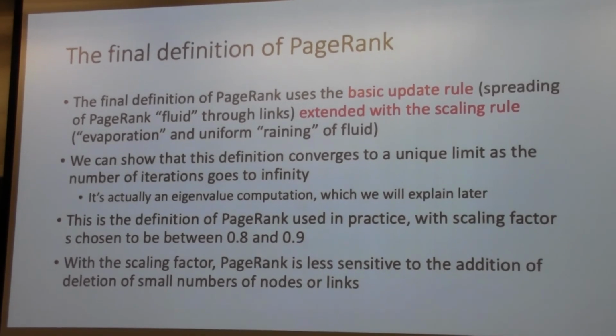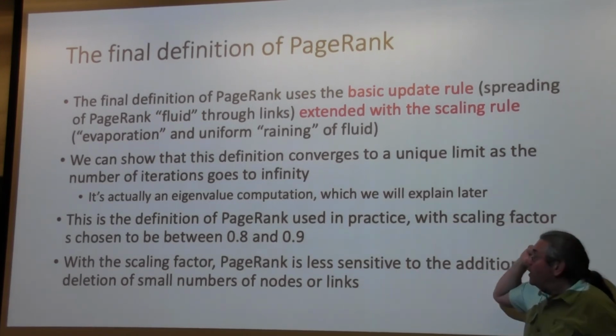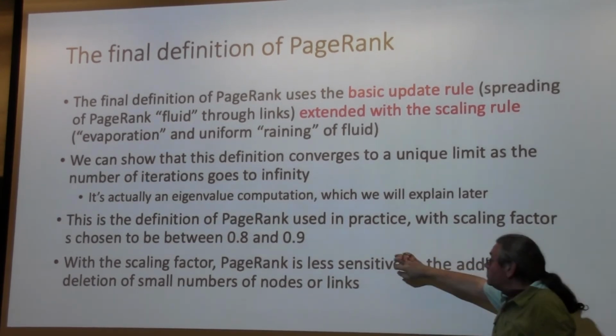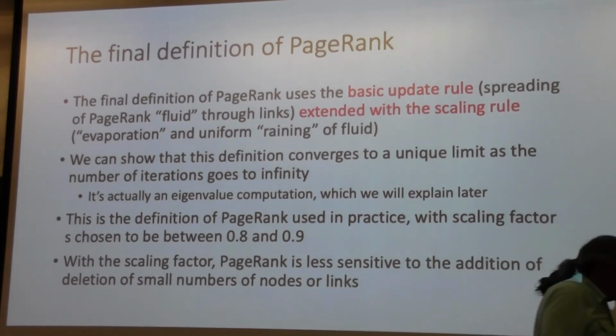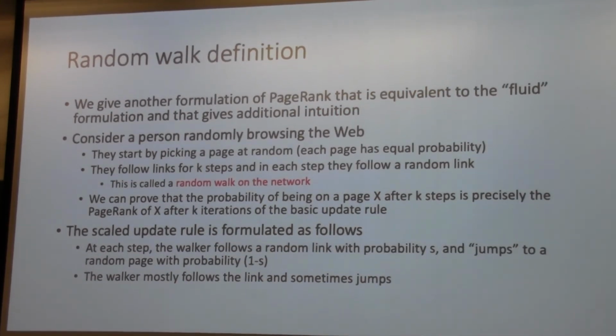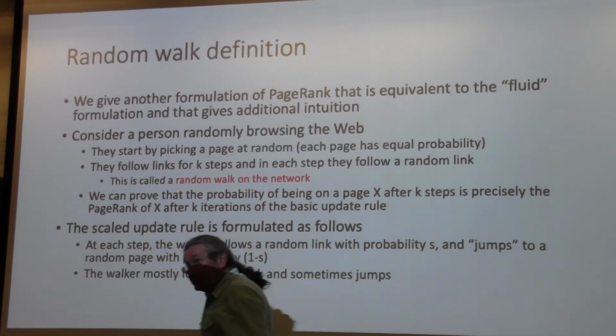The final definition of PageRank has the basic update extended with the scaling rule. And this converges to a unique limit. That's not so hard if you use a matrix representation, which we will do next time. It's an eigenvalue computation. This is actually the definition of PageRank that was used originally, and the scaling factor is between 0.8 and 0.9. That means most of the time you follow the link, but sometimes you're evaporated. Okay? And another way of seeing this is that it's equivalent to a random walk formulation. Okay?